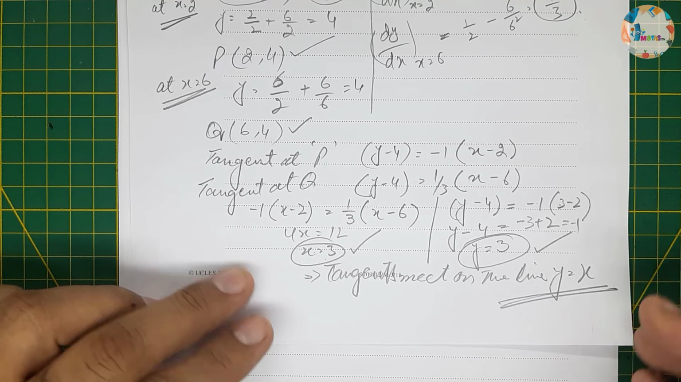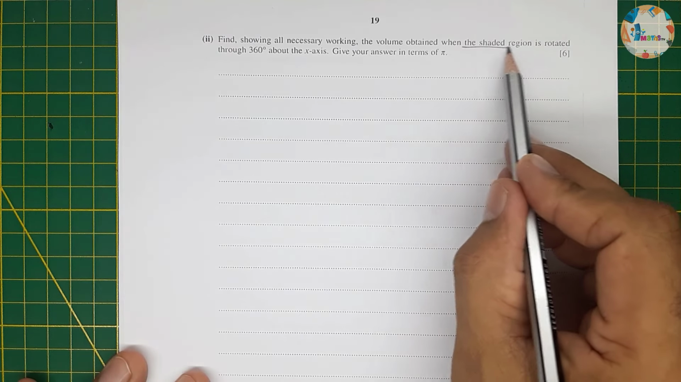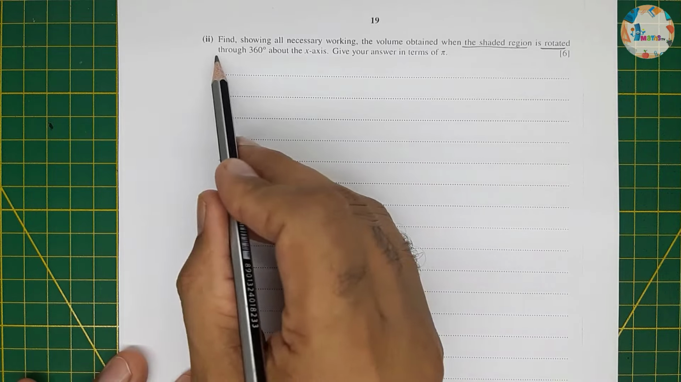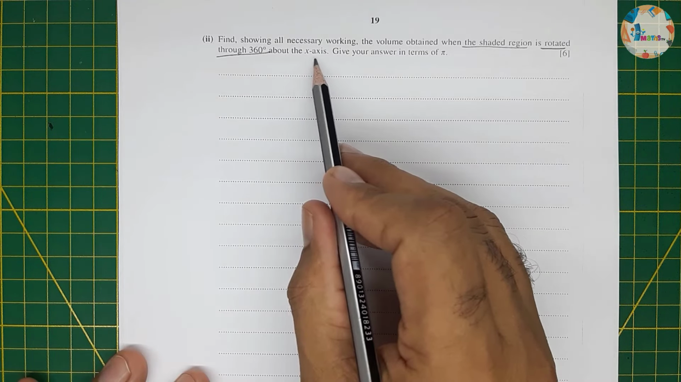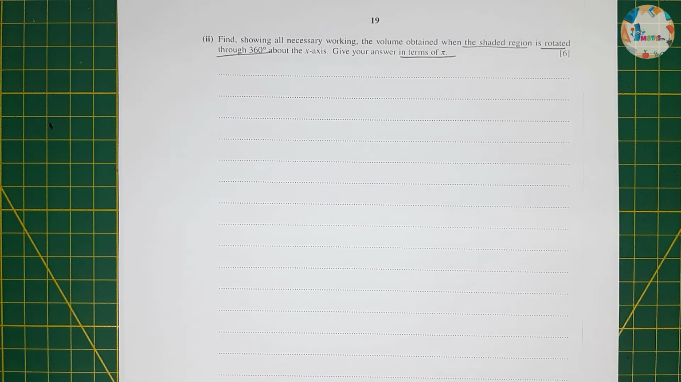So this is also done. The second part of this question: showing all necessary working, find the volume obtained when the shaded region is rotated through 360 degrees about the x-axis. Give your answer in terms of pi.